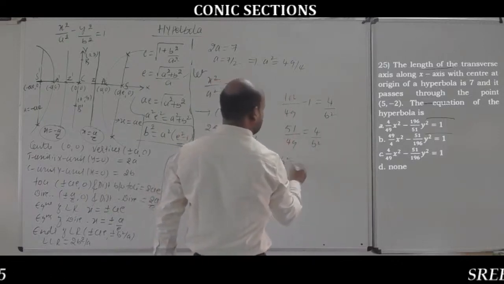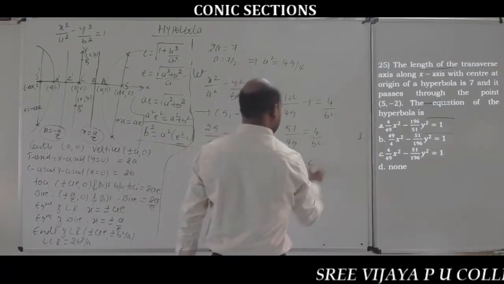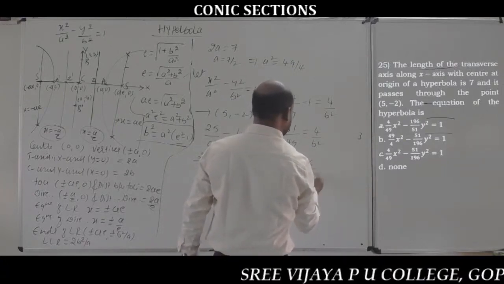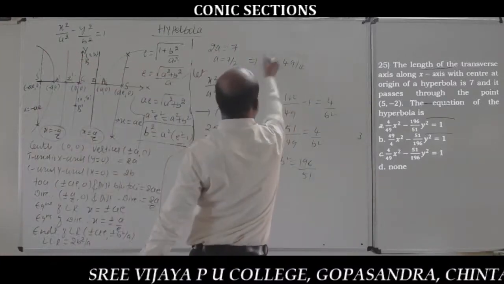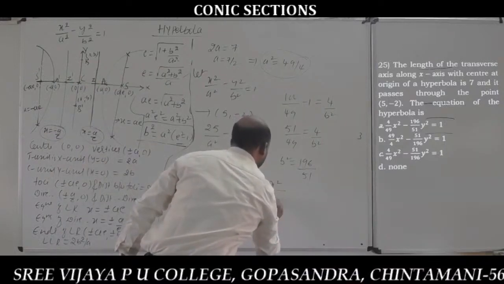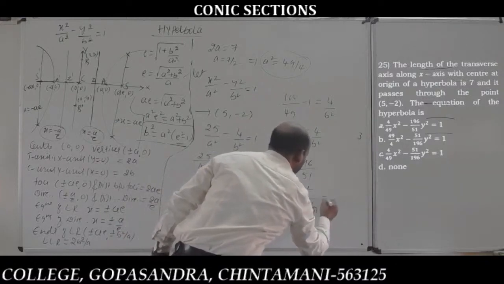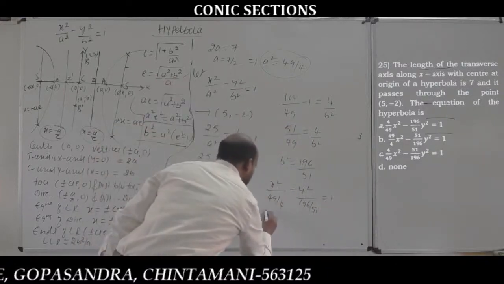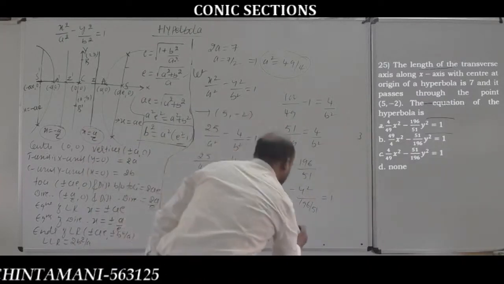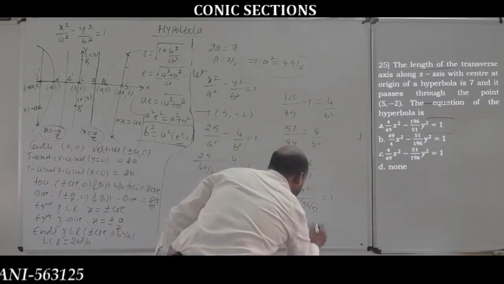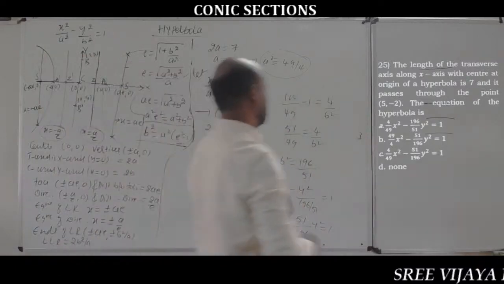So b square is equal to 4 9s are 36, 4 16 plus 1, that is 196 by 51. So equation of hyperbola: x square by 49 by 4 minus y square by 196 by 51 equals 1. Nothing but 4 by 49 into x square minus 51 by 196 into y square equals 1. So option C is correct.